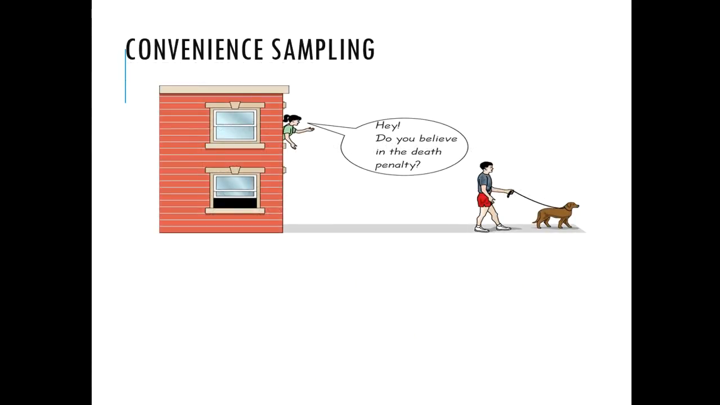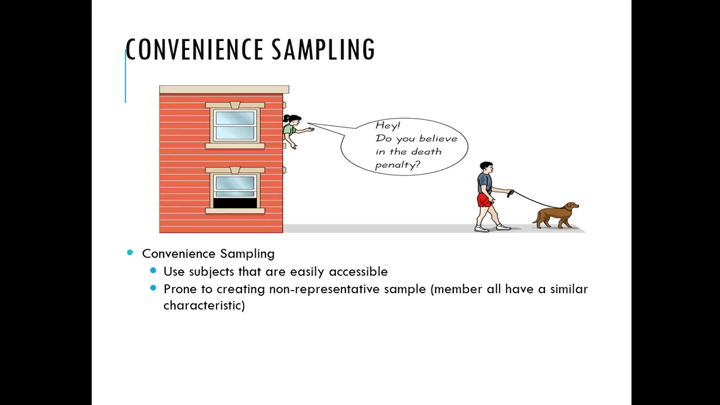to see how it is and if it's up to standards. Another thing is convenience sampling. Basically, you use subjects that have easy access to you. And these are prone to making non-representative samples.